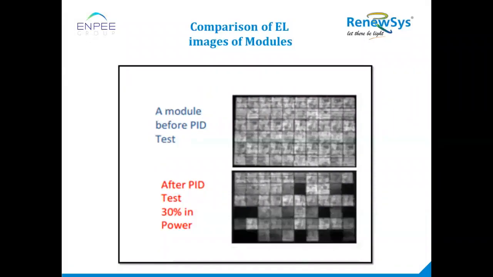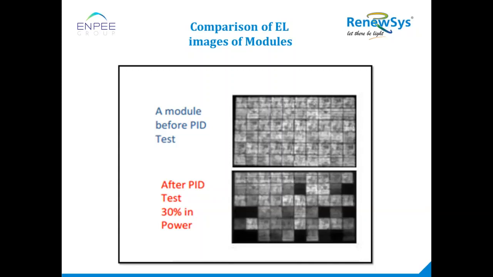From the installation point of view, the module you are going to select for your installations, please ensure from the module manufacturer that he has taken proper care that the solar cell used in that module is PID free, because the component in a module which is going to get affected is basically the solar cell. So if you are able to protect your solar cell, then irrespective of the precautions you take at the module level or system level, it is protected.